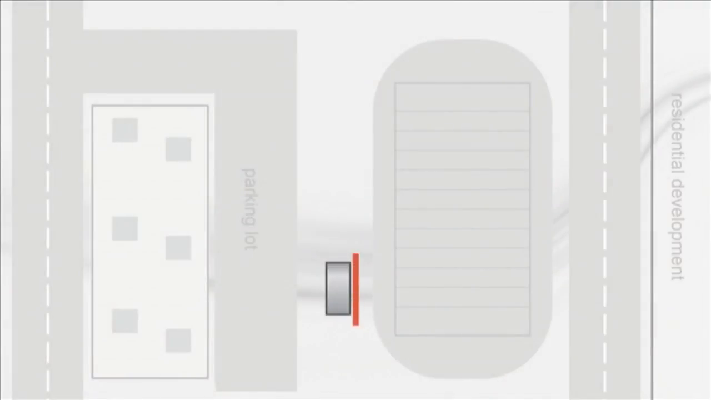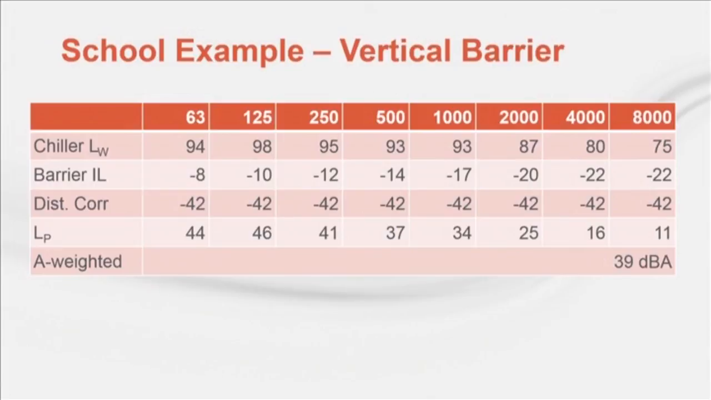So what if we put a vertical barrier into our school example? Last time, we were right at the sound requirement with some factory attenuation. With a 10.5-foot vertical barrier installed between the chiller and the practice field, the insertion loss can be computed and added to the example. I computed a path length difference of 1 foot with this barrier. The corresponding insertion loss values were added to the previous example, a chiller with some factory attenuation. The result is 39 dBA, which is well below the lot line requirement and probably makes the practice fields more pleasant.